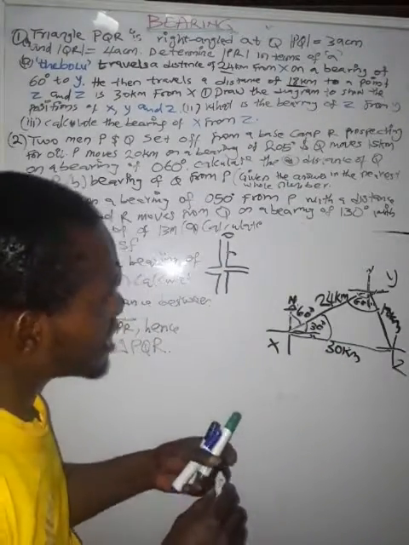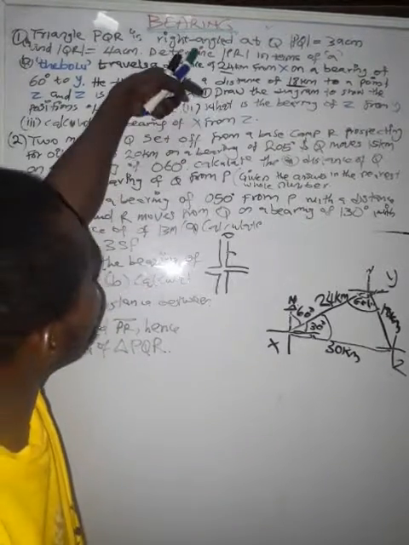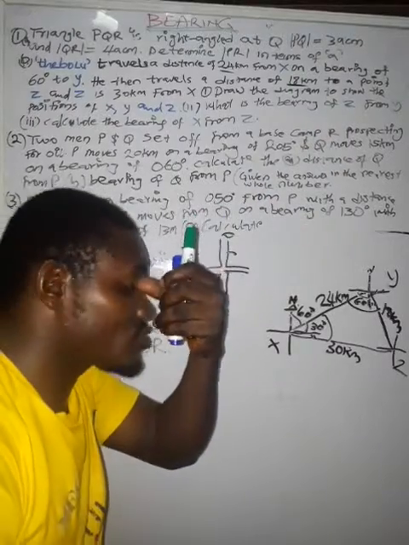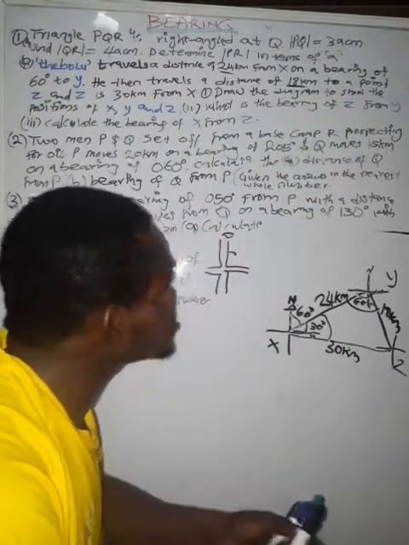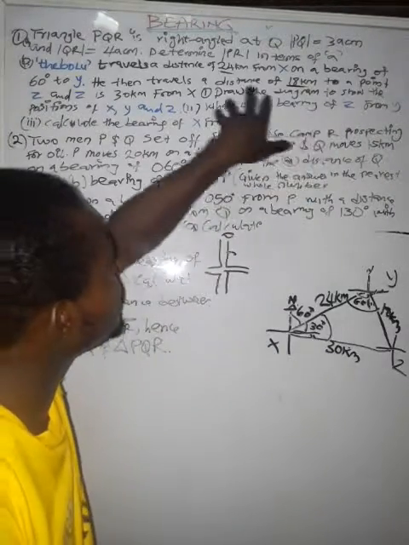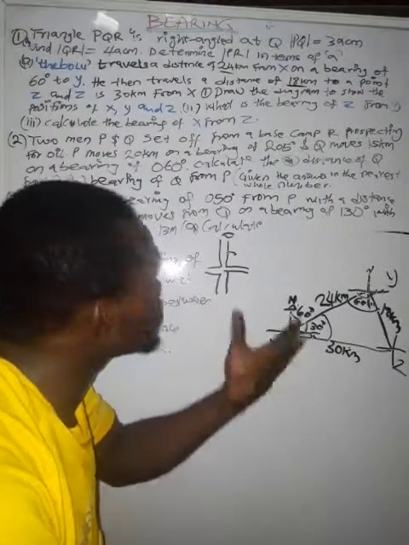So now let's look at the question and see what they are asking us, so that we can know what to do. So the first question is to draw. Whether they ask you to draw or not, once you see a bearing question, you have to draw. There's no dispute about that.